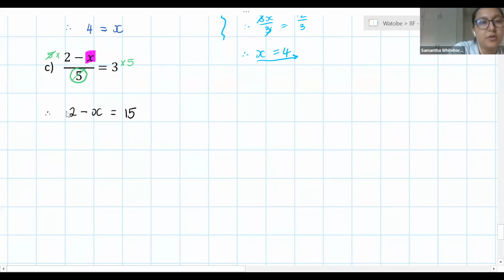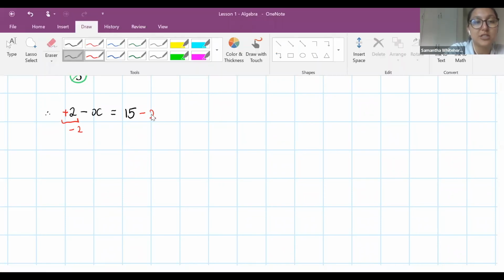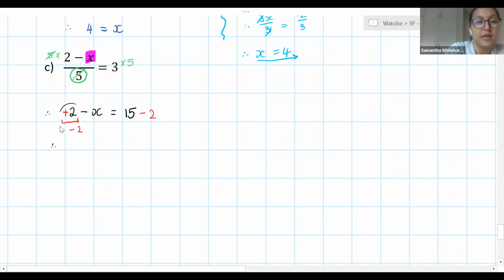Just be very careful. This 2 was originally a positive 2, because remember, if there's no sign in front of a number, it is originally plus, which means that to do the inverse, I need to subtract 2 on both sides. So just remember that if there's no sign in front, it's actually a plus. And so we've got plus 2 minus 2, which is essentially 0. So we've got minus x on the left. And then we've got 15 minus 2, which is then 13.